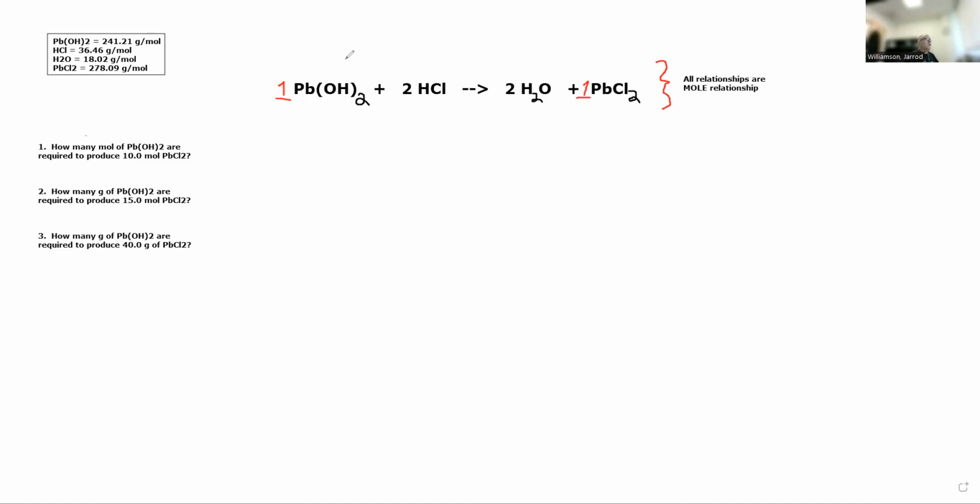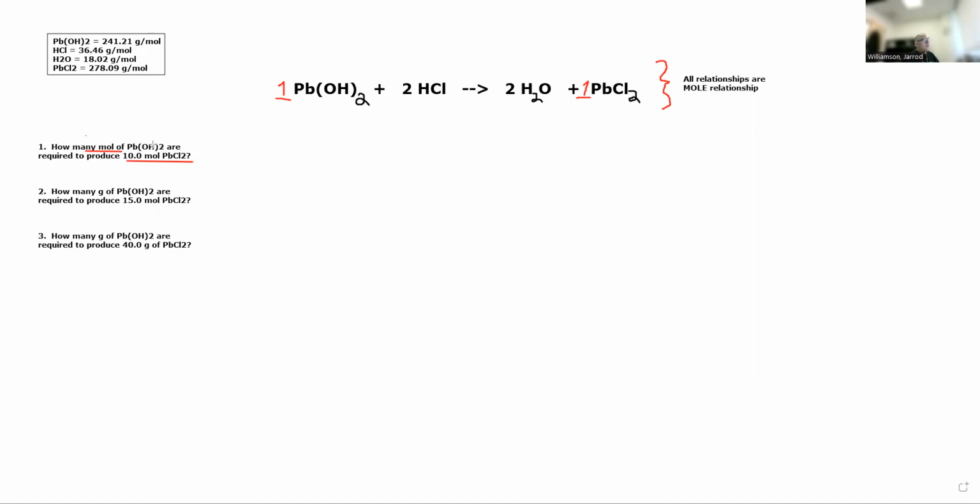Okay. And to solve some of these problems, I went ahead and put the molar masses up here. I did these all to 2 decimal places. So here's what I did. I wrote down some problems, and here's what we're going to do. In the first problem, to illustrate this ratio and proportion method, it says how many moles of lead hydroxide are required to produce 10 moles of the lead chloride.